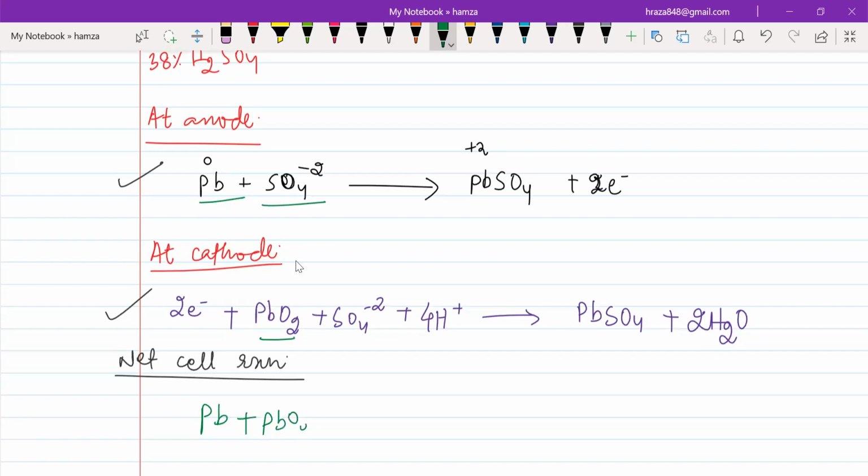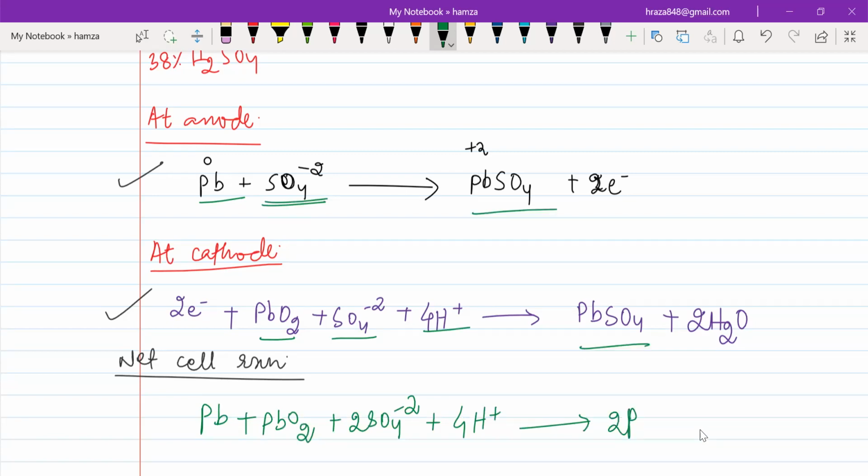Now you can see on the left hand side SO4 minus 2 is there, SO4 minus 2 is there. So it will combine to form 2SO4 minus 2 and 4H plus on the left hand side also. So 4H plus. And on the right hand side, you can see PbSO4, it will combine to form 2PbSO4 and 2H2O and 2H2O. What about 2 electron?